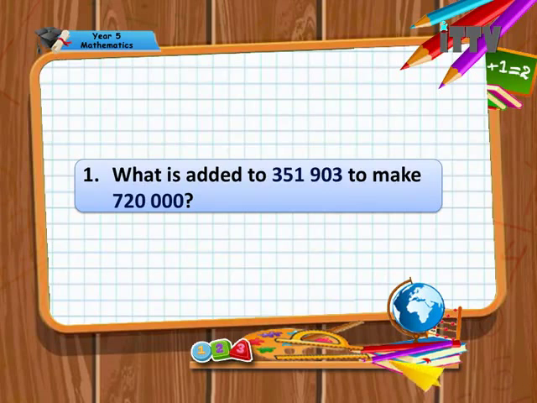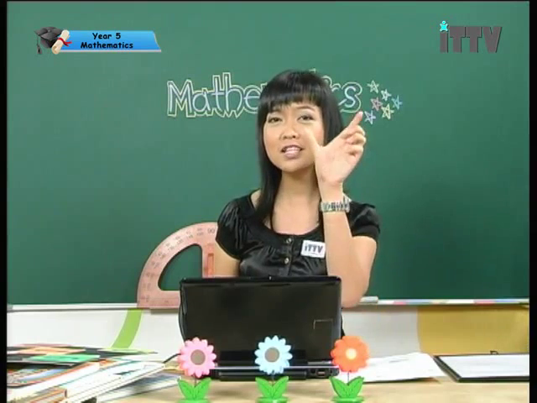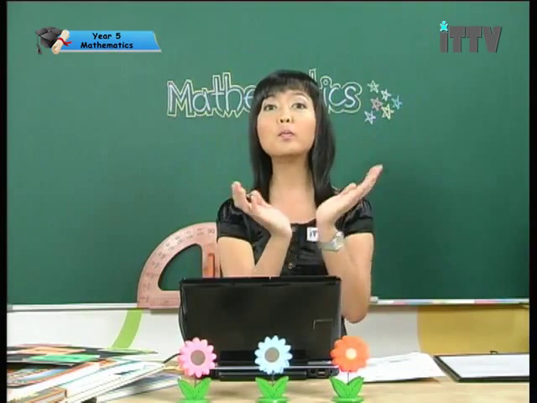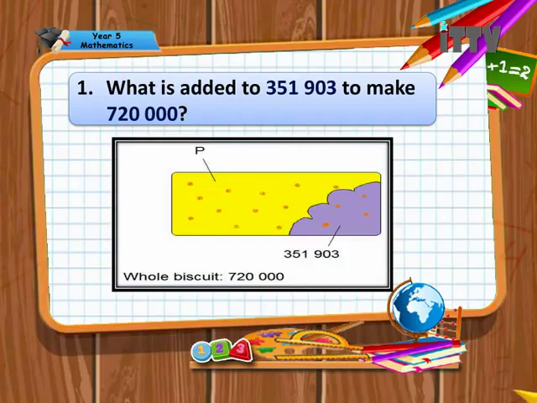What is added to 351,903 to make 720,000? Okay, now for this question, we can use the biscuit method again. Let's imagine that there is a missing number. When you add this missing number to 351,903, it should make up the whole biscuit, 720,000. So in picture form, it will look something like this.